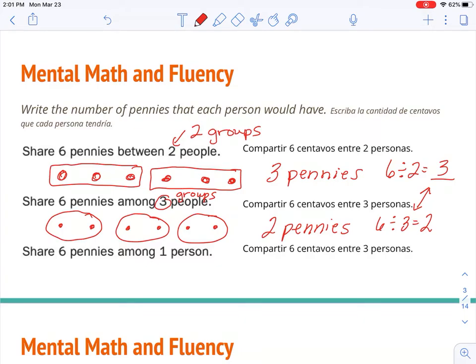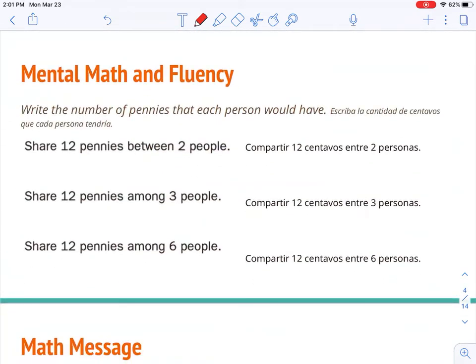All right, and then 6 pennies among 1 person. So I have my 6 pennies again. This time I have 1 person, which tells me I have 1 group. So my 1 person would get all 6 pennies. Good, let's try this again with the number 12. We're doing the exact same work, but instead of having 6, we're going to have 12.